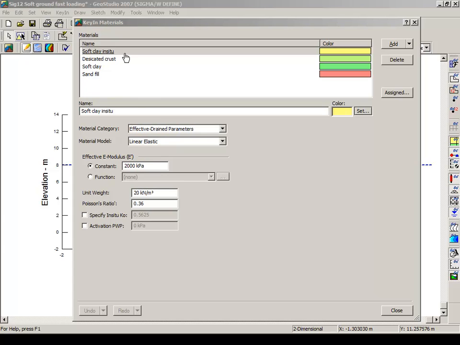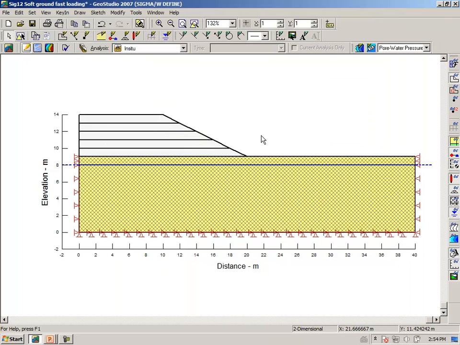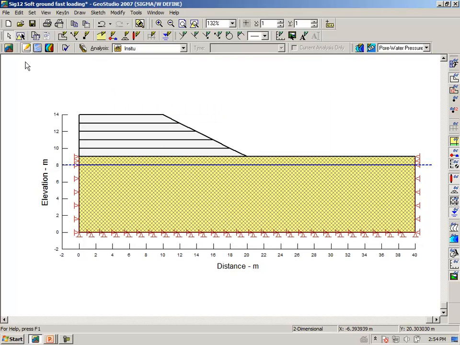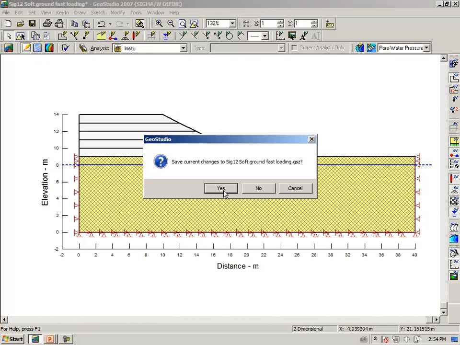So that is the material that was created purely for the in situ analysis, and we should now be ready to compute the in situ stress state. Clicking on Solve.